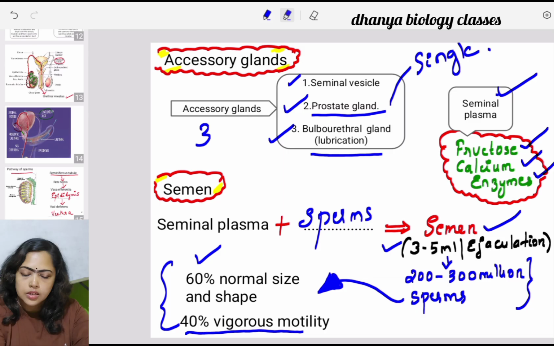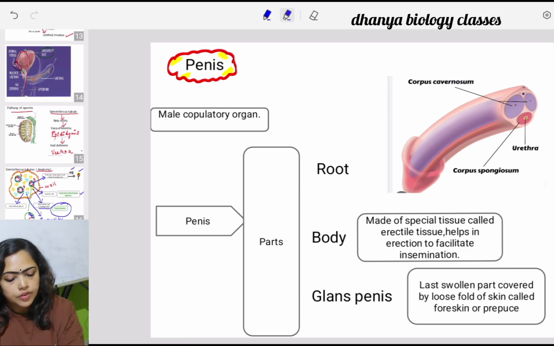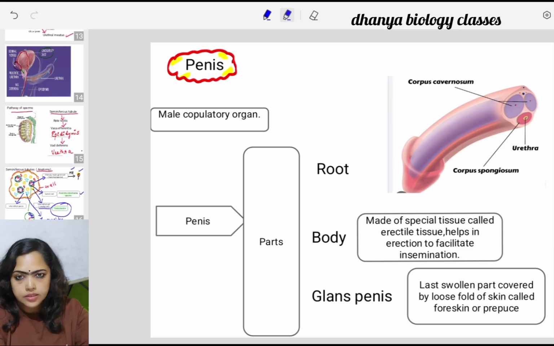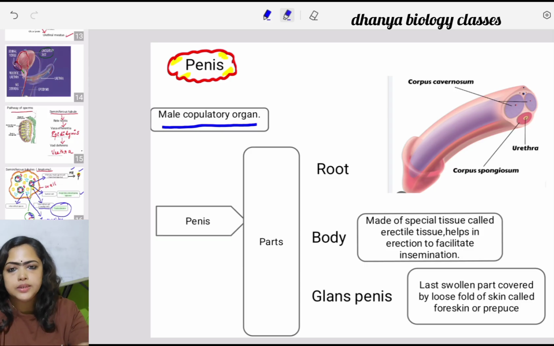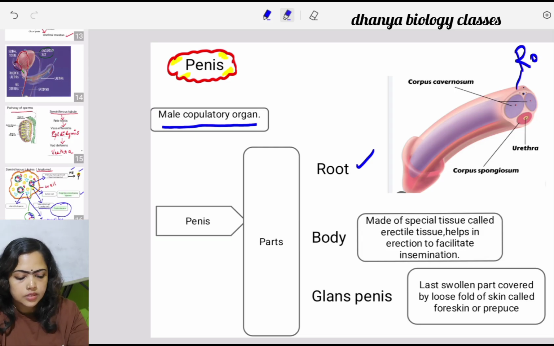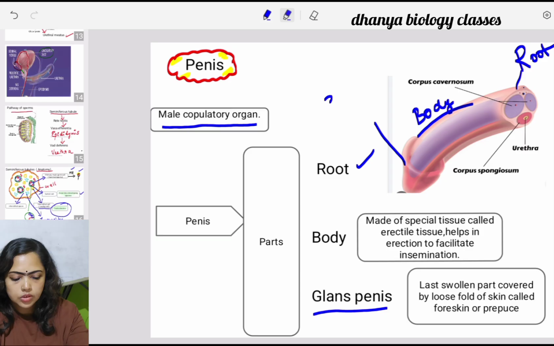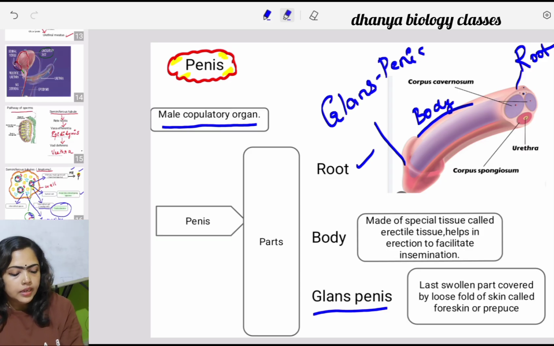And next is the penis. This we know, that is the male copulatory organ. Then parts, 3 parts are there. The first or the base part is called the root. So this is the root part. And then this is the body. And then the last swollen part, that is the glans penis. So this is the glans penis. And the root is the base part. The next part is the body.